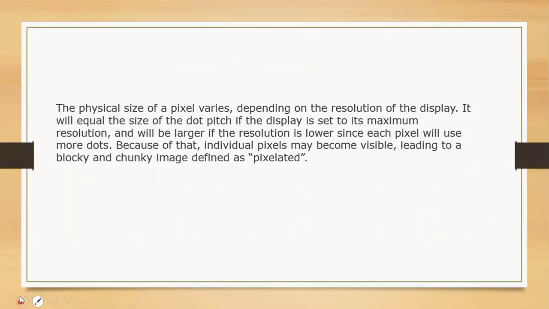The physical size of a pixel varies depending on the resolution of the display. It will be equal to the size of the dot pitch if the display is set to its maximum resolution, and will be larger if the resolution is lower, since each pixel will use more dots. Because of that, individual pixels may become visible, leading to a blocky and chunky image that is defined as pixelated.